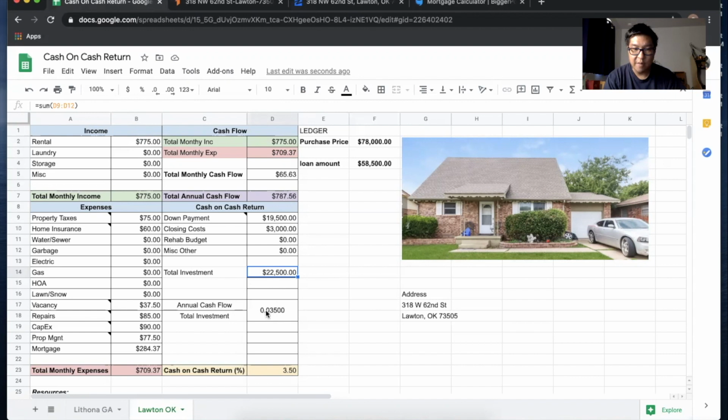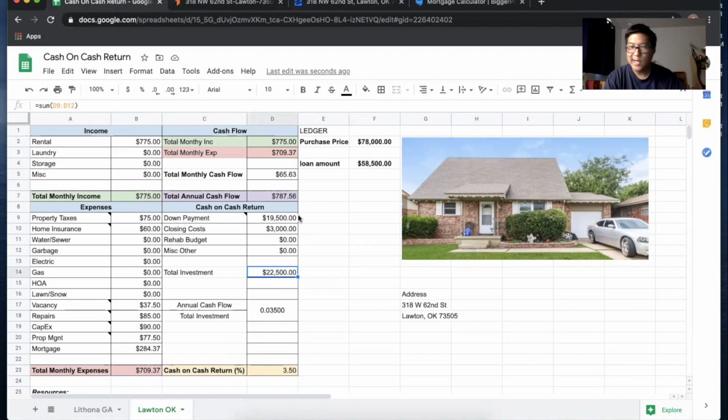And then my annual cash flow, which was $787, divided by how much I'm putting in, gives me a return of 0.035, or 3.5%. Now, what that 3.5% is telling me is that that's the money I'm getting back for my initial investment. Given that an index fund averages around 6 to 7%, putting this money into an index fund would have yielded me probably double the amount that I'm getting off of this house.